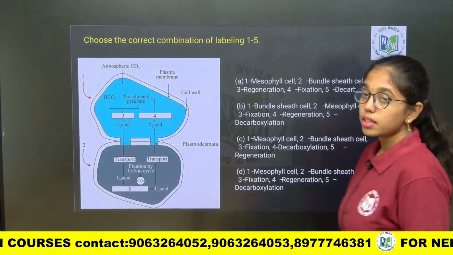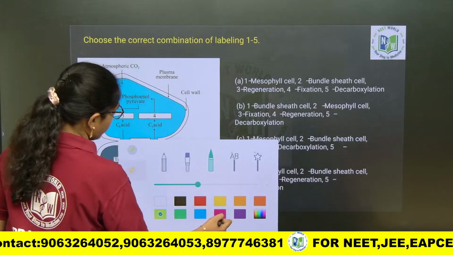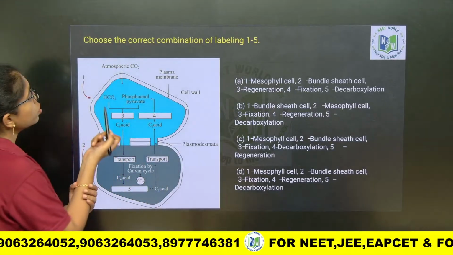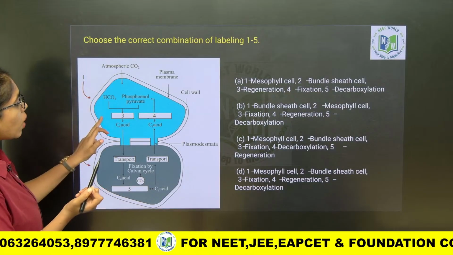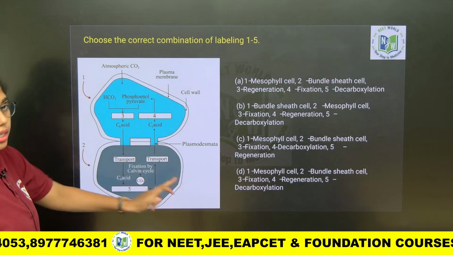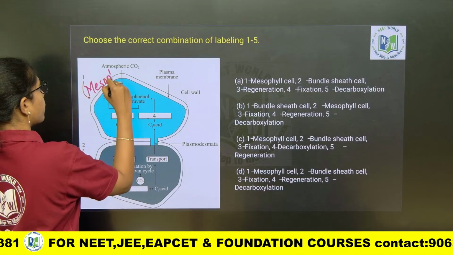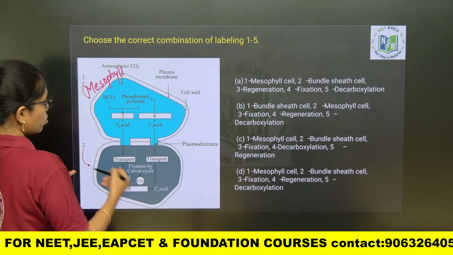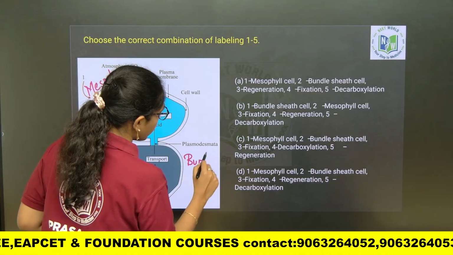Yes, this question you see. Choose the correct combination of labeling 1 to 5. What is labeling 1? This cell is what cell? Mesophyll cell. And 2, what is this cell? Bundle sheath cell, right?